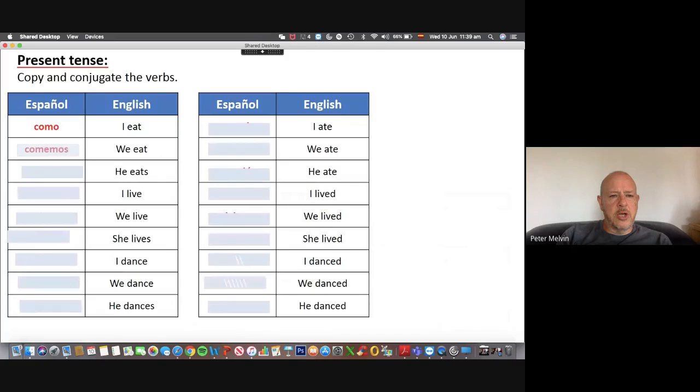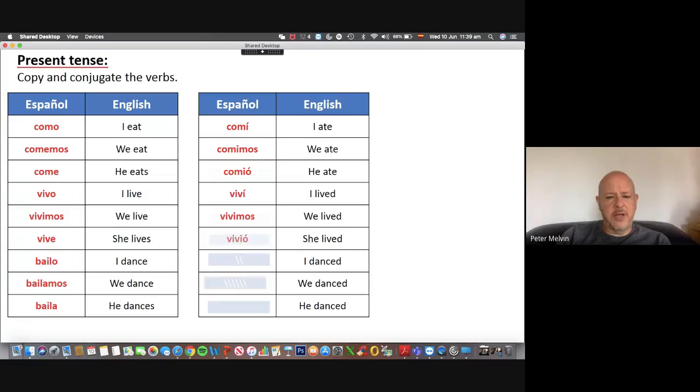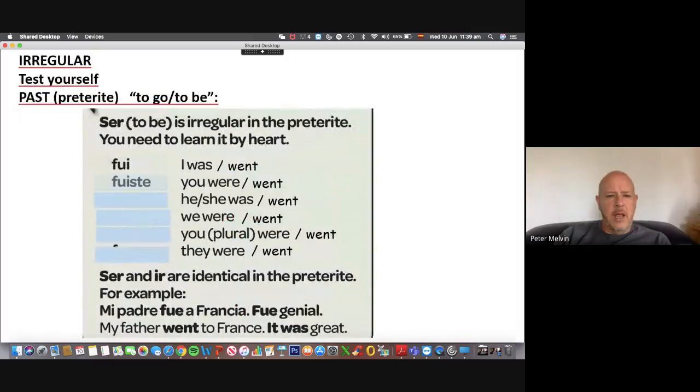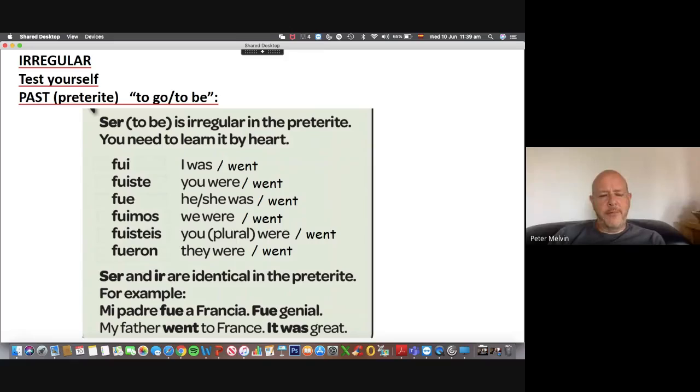So I'm just going to go through. This was supposed to be some work you were going to do. So there you go, I've saved you that. Okay. All right. So as you can see, I eat is como and I ate is comí. Again, this is something that we've gone on about before.